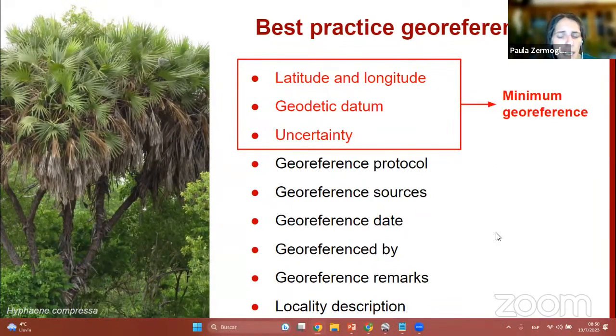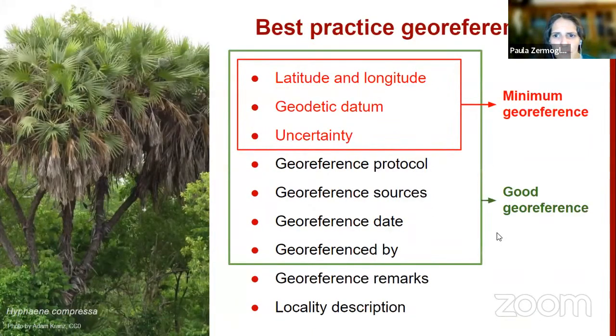Of the other elements on the screen, if we want to provide a good georeference, we should also provide the protocol, the sources, including the dates of those sources, the georeference date, and who did that georeference, who made the calculations. So this is the minimum.